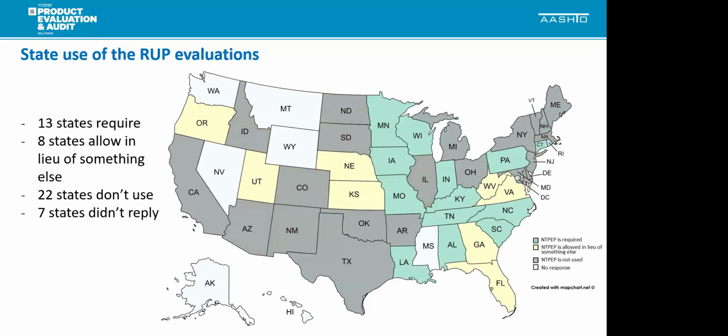The next slide then, this one here is a similar thing. This one is for the roll-up signs. And again, the green states are those that require it. The yellow states are the ones that will allow it to be used in lieu of some other documentation or testing. And the gray states are those that are not using it. And again, it's exclusively the eastern half of the country that's requiring these evaluations. So there's some opportunity for the western states. There's some places here for you guys to gain some advantages in evaluating your sign sheeting materials.